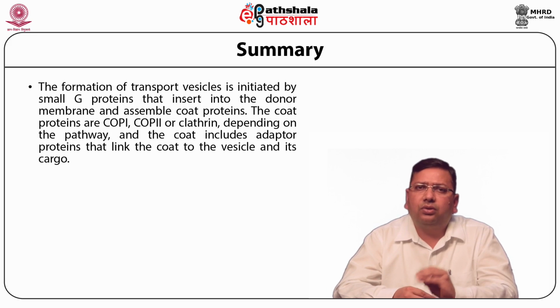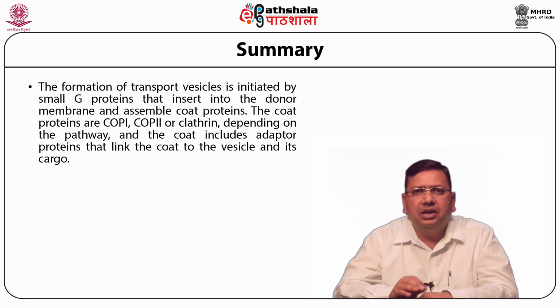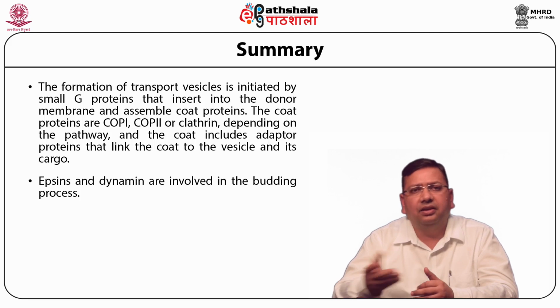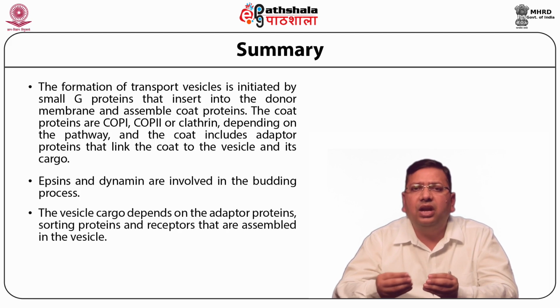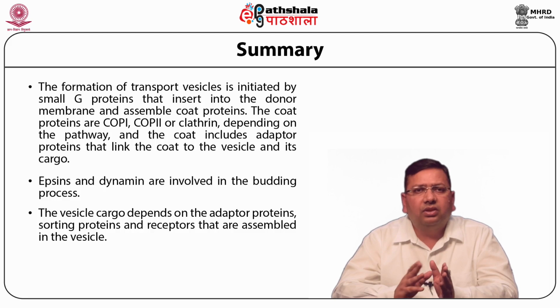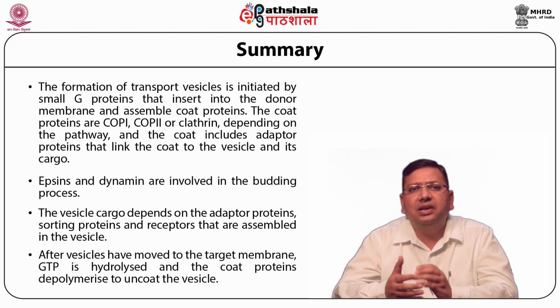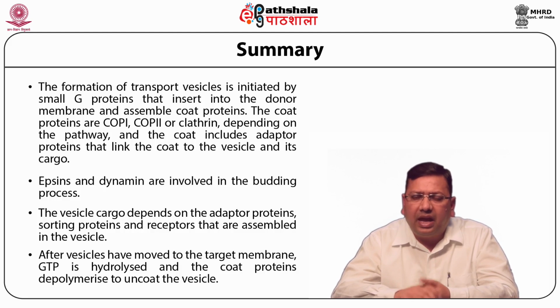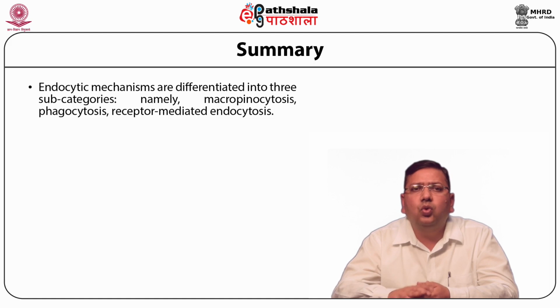The formation of transport vesicles is initiated by small G proteins that insert into the donor membrane and assemble coat protein. The coat proteins are COP1, COP2, or clathrin, depending upon the pathway, and the coat includes adapter proteins that link the coat to the vesicle and its cargo. Epsin and dynamins are involved in the budding processes. The vesicle cargo depends on the adapter proteins, sorting proteins, and receptors that are assembled in the vesicle. After vesicles have moved to the target membrane, GTP is hydrolyzed and the coat proteins depolymerize to uncoat the vesicle.